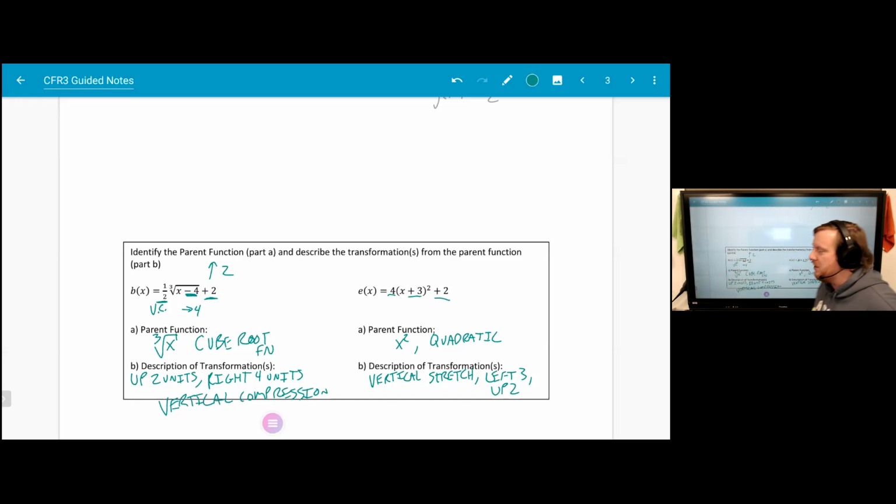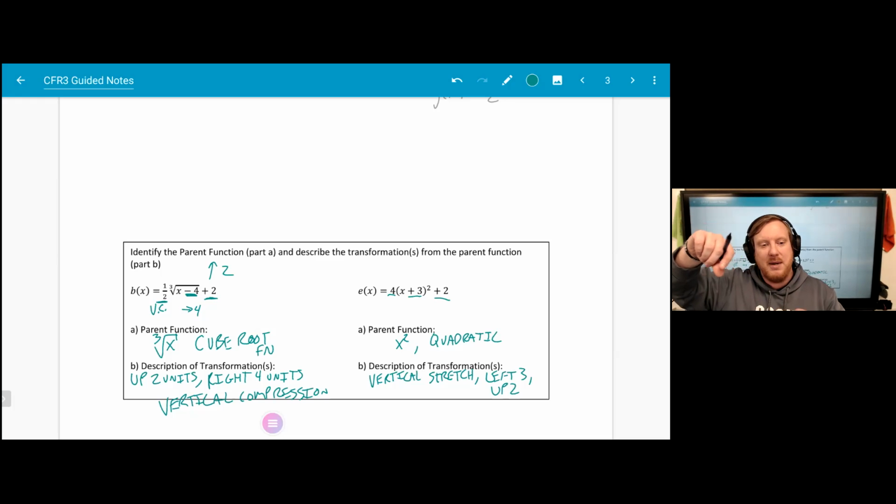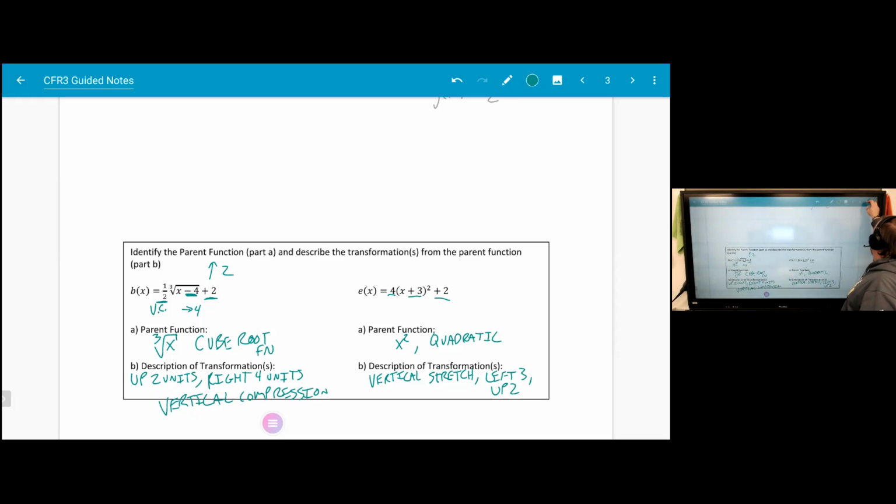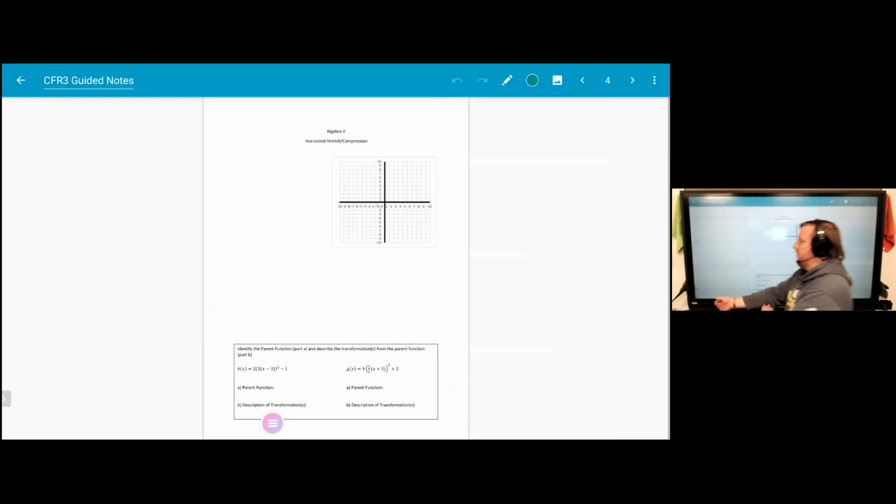Let's finish up the stretches and compressions. We just did the vertical compression and stretches, right? If it was multiplying outside by a bigger number, it stretched it. If it was multiplying outside by a number between 0 and 1, it compressed it. Now we're going to do the horizontal stretch and compression.